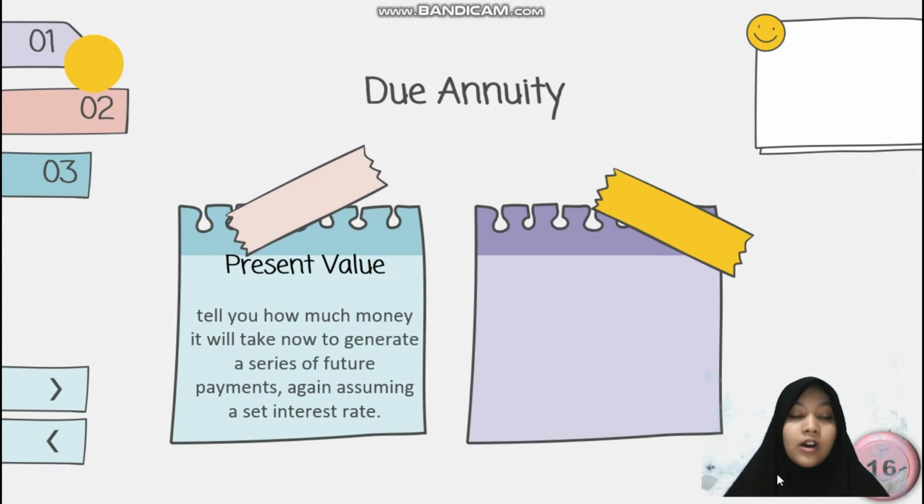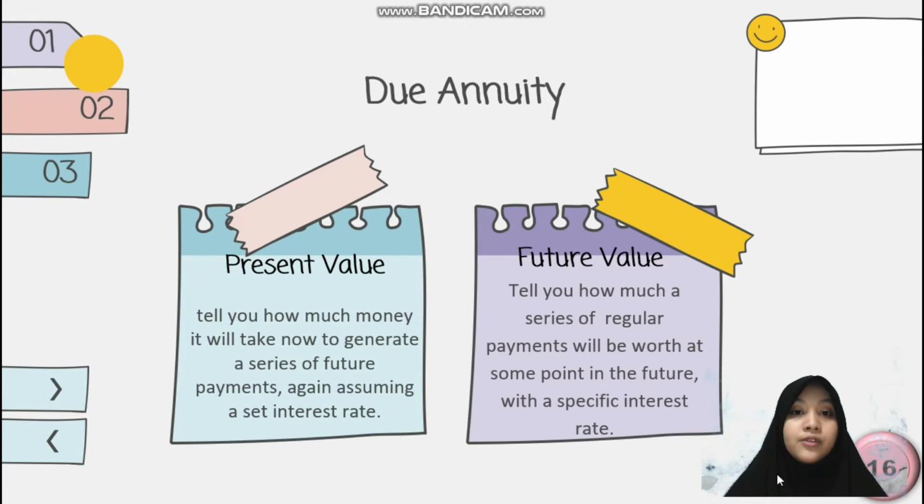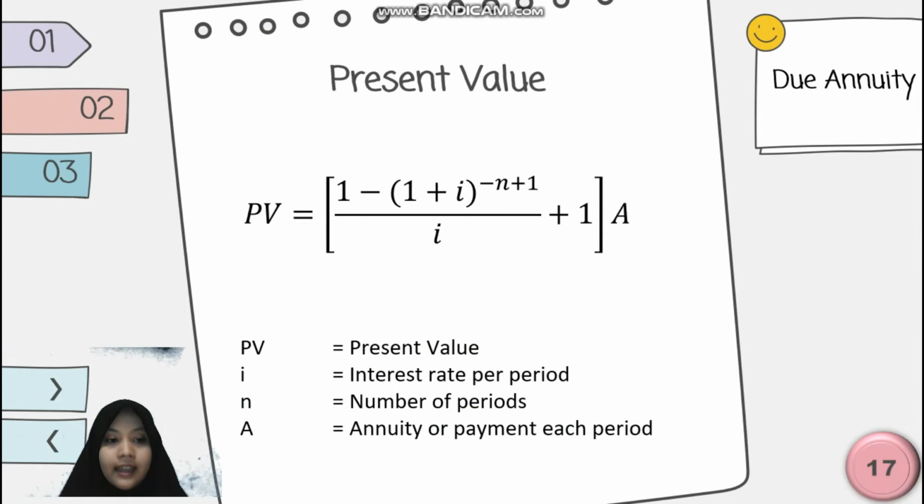Same with the ordinary annuity, the due annuity is divided into two. First is present value, to tell you how much money it will take now to generate a series of future payments, again assuming a set interest rate. And then second is future value, to tell you how much a series of regular payments will be worth at some point in the future with a specific interest rate.